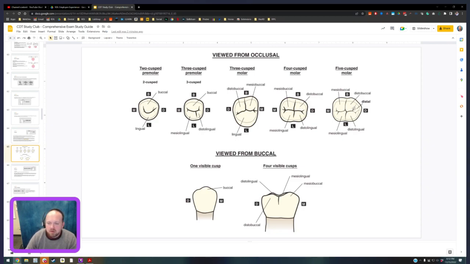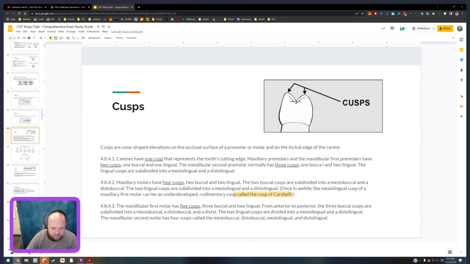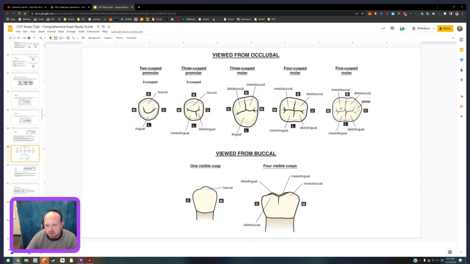And your 5 cusp molars, did this say there's a 3rd molars, right? The mandibular first molar has 5 cusps. So, sorry, I got that wrong. Mandibular first molar has 5 cusps. There's 3 on the buccal and 2 on the lingual. There we go.